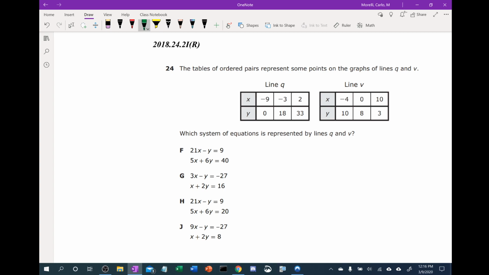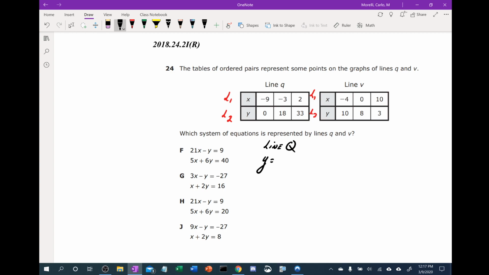The table of ordered pairs represents some points on the graphs of lines Q and V. So what we do when we see tables is we think stat edit, stat calc 4. Okay, we assign L1 and L2 to X and Y respectively. And then we do stat edit, stat calc 4. And what we came up with when we did this before is we had line Q. And what was the slope intercept form equation that we found?